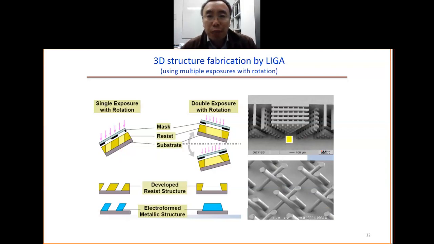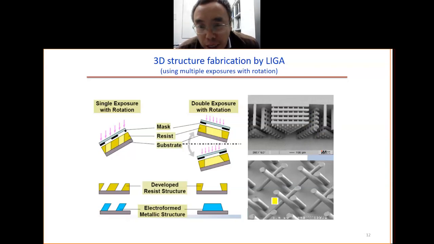So people do similar things using UV lithography and SU8 resist. So you can see we can make something like this. This can be used as a filter. If the liquid flows this way, then some particles will be filtered out.